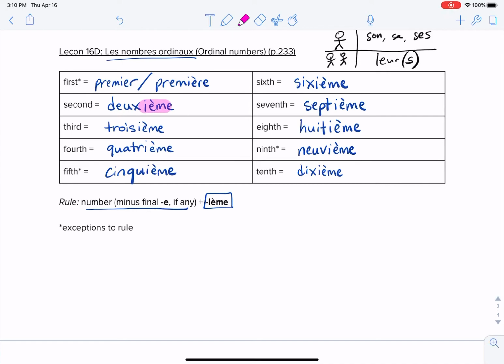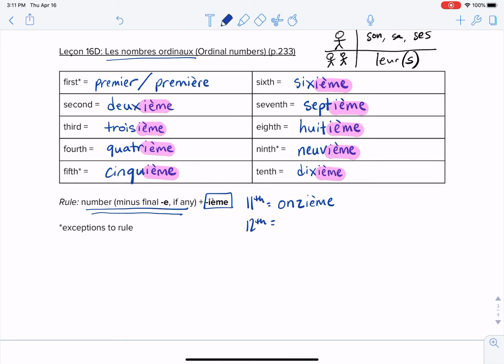So again, you've noticed the pattern. We simply add ième to the ending of each number. And that is how we get ordinal numbers in French. If we were to continue, 11 for 11th. Remember what happens with numbers that end in an E? We want to remove that E, so we'll erase that. And then simply add ième, onzième.